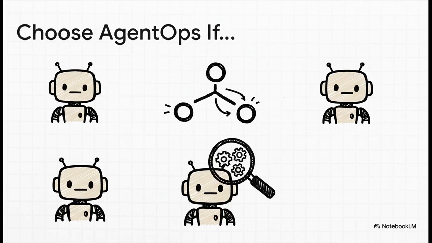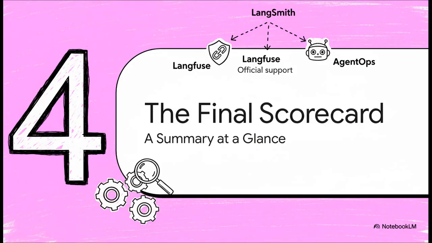And then we have AgentOps. The choice here is super simple. Are you building autonomous AI agents? If you need to debug that complex chain of thought, that messy tool usage, and you want analytics designed specifically for that kind of autonomous behavior, then AgentOps is the specialist tool that's going to serve you best. No question. Whew! Okay, that was a lot.